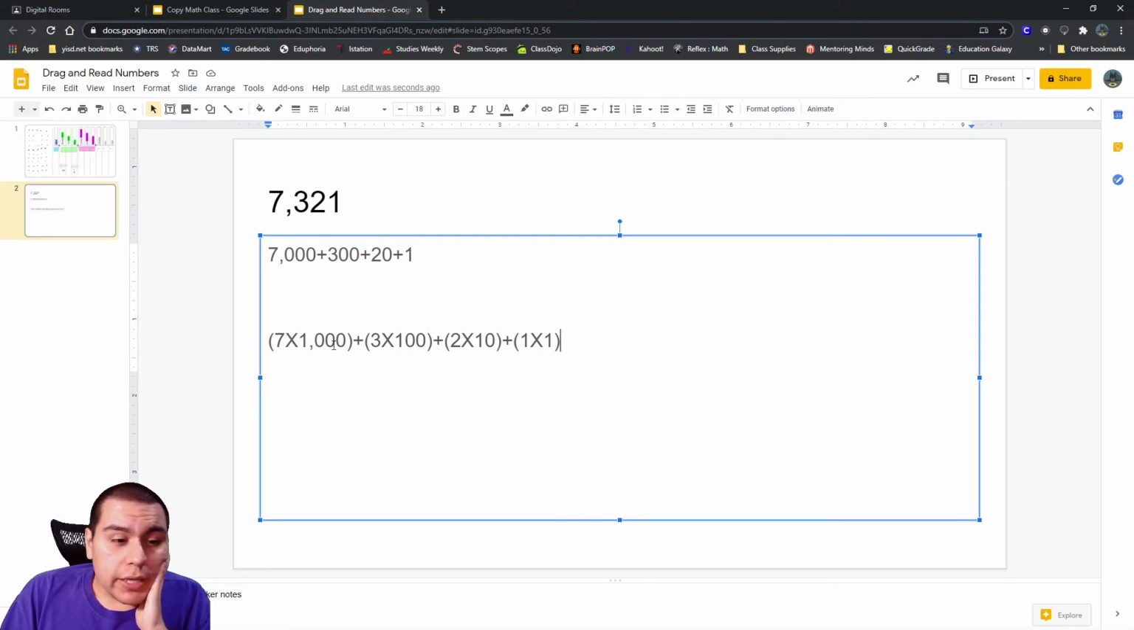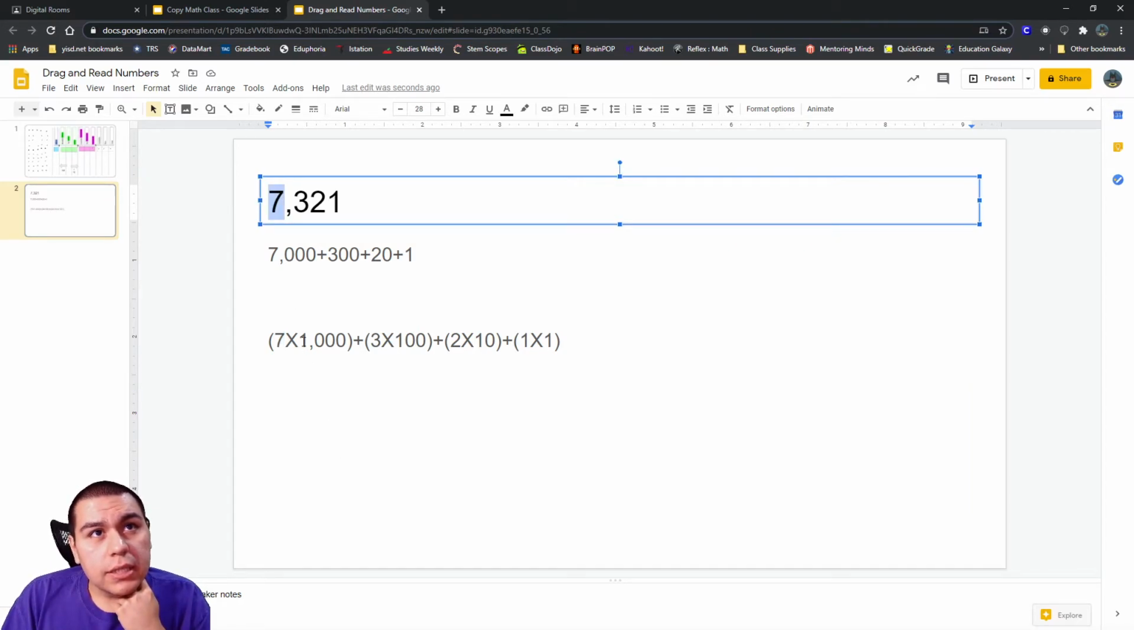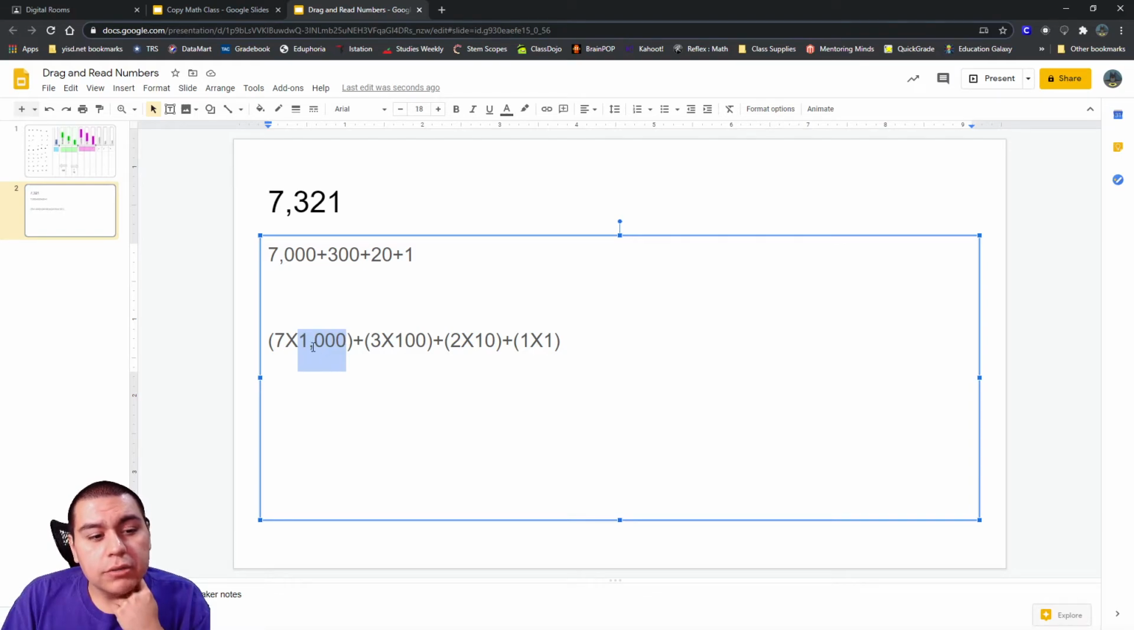So remember, for expanded notation, the first number is the digit. So the first number would be 7. That tells you there's a 7. The second number is your place value. So 1000. So you know that the 7 belongs in the 1000's place. Here, the first number is 3, and the second number is 100, because the 3 belongs in the hundreds place. We have 2 times 10, because the 2 belongs in the tens place. And the last one, we have to put 1 times 1, because the digit is 1, and it's in the ones place.